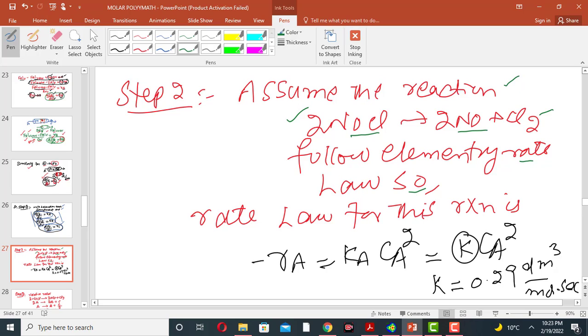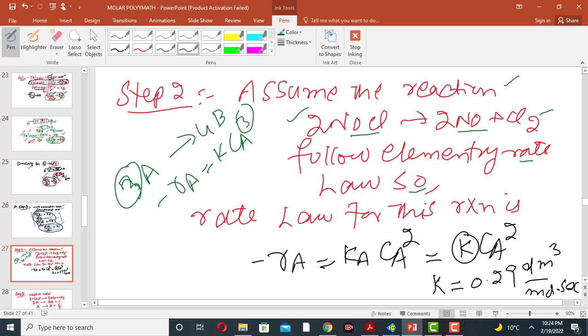So, for example, if this reaction is 3A equals 4B, and we write the rate law for this reaction, it will be written as minus Ra is equal to K Ca to the power 3. This is a third order reaction. If it is not an elementary reaction, the order can be 1, 1.5, or 2. So an elementary reaction makes our calculation very, very easy. So we assume that the reaction is elementary.